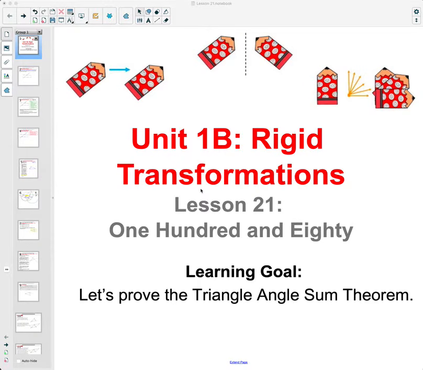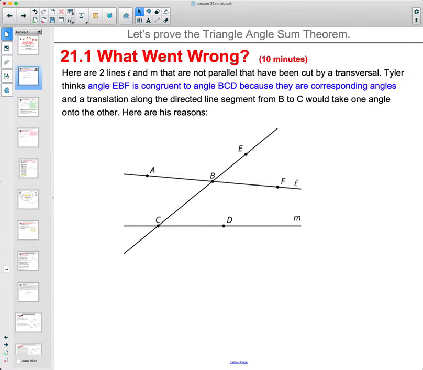In lesson 21, we are going to be looking at the Triangle Sum Theorem and proving it. So on page 151 in your student workbook, we've got this diagram and it says what went wrong. So there are two lines, L and M, that are not parallel and they've been cut by a transversal.